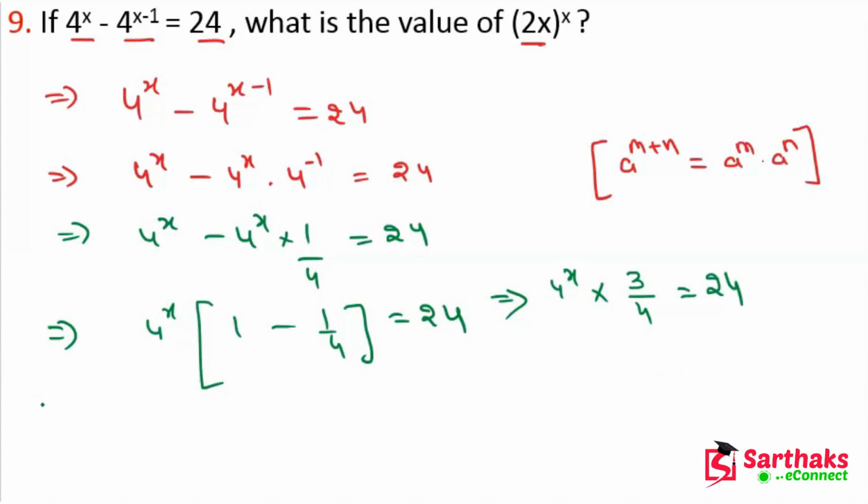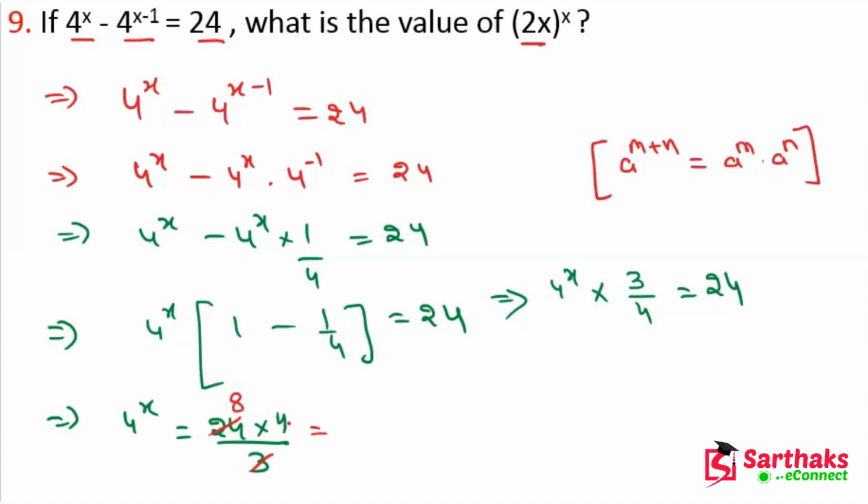So now my dear friends, we have 4^x equals 24 into 4 divided by 3. If we solve this, 24 will be cancelled by 3 how many times? Yes, this will be cancelled by 8 times.